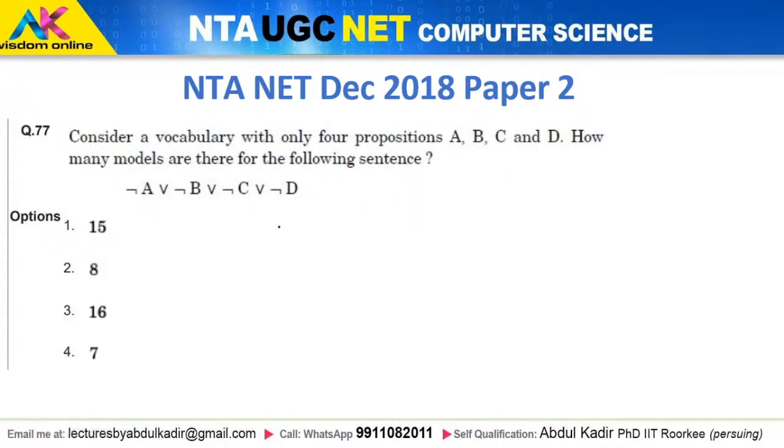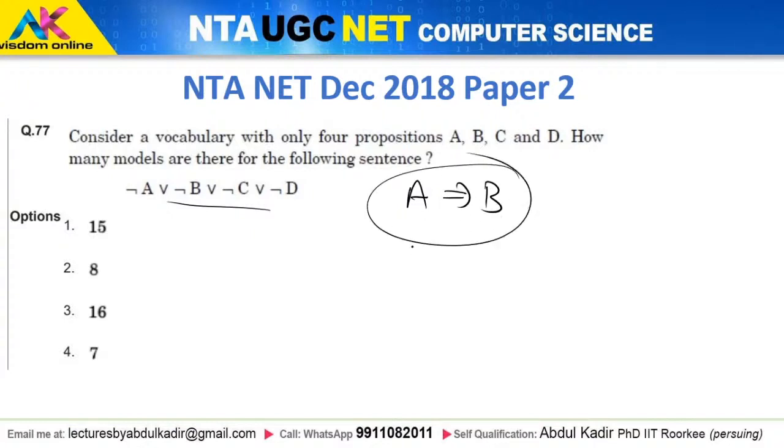Does anyone have any doubt? If you have solved this question, then I can ask you one more question. Let's assume you have this function, a implies b. Then tell me, for this function how many models are there? Answer this question.